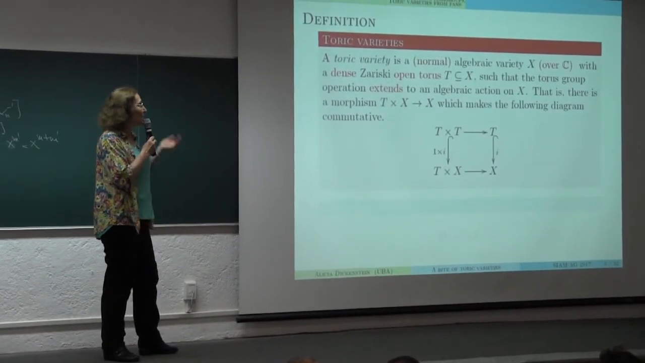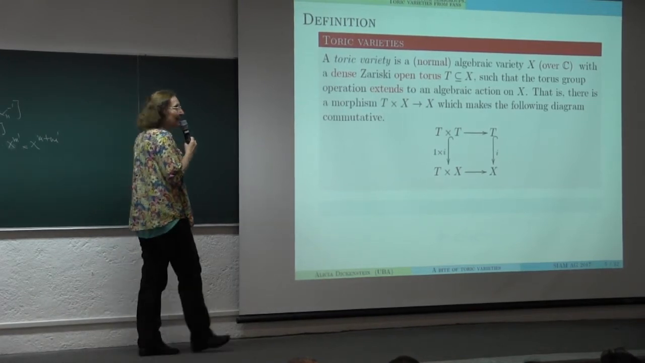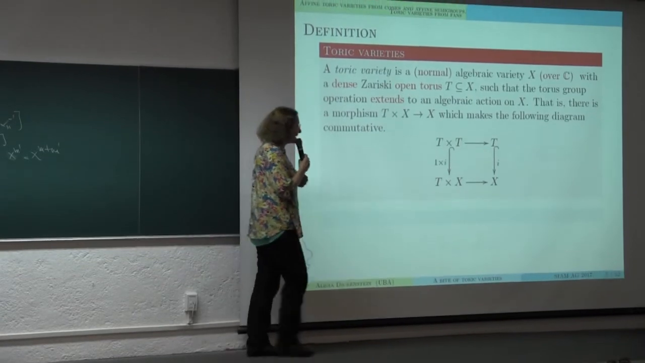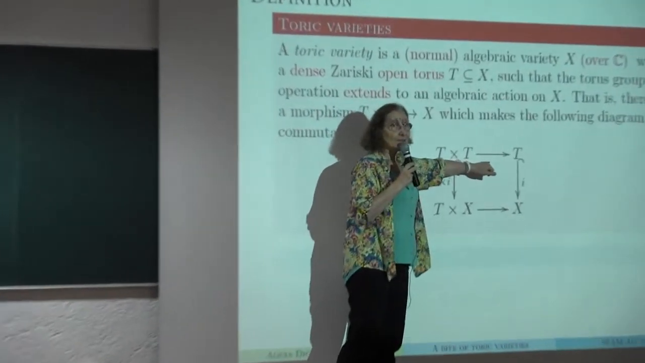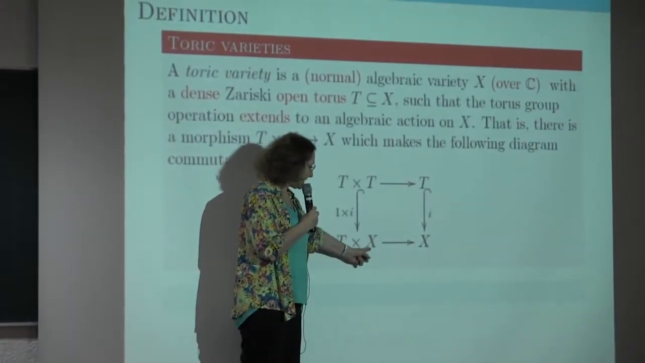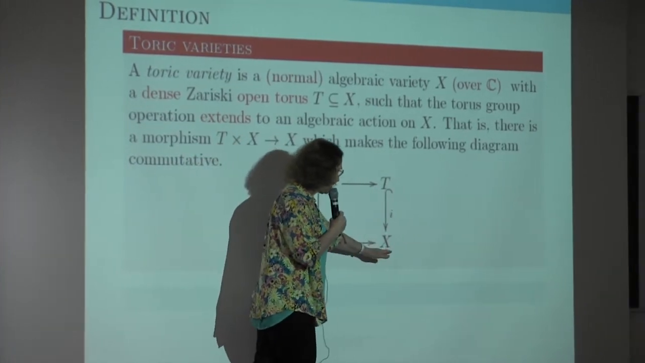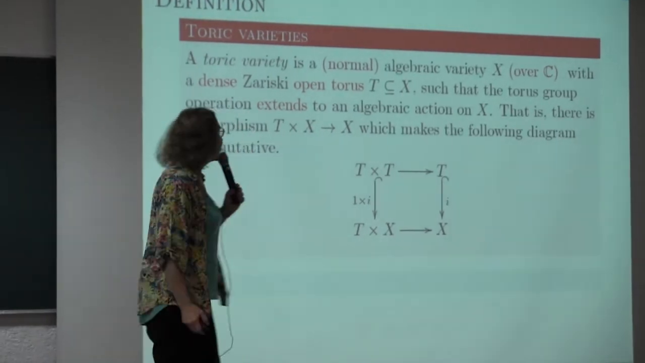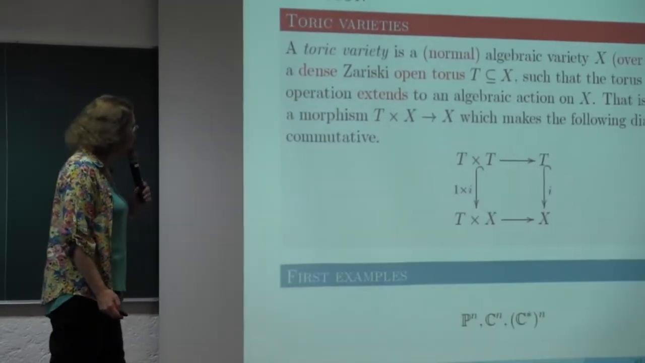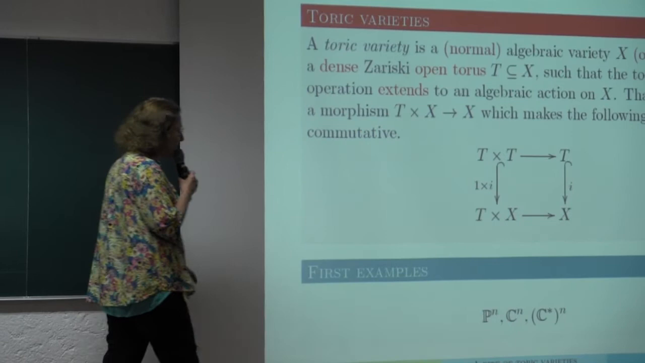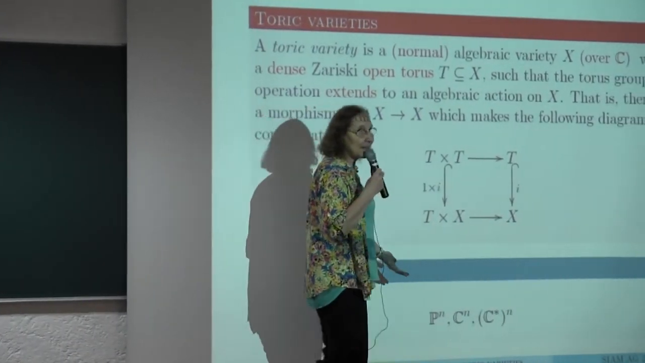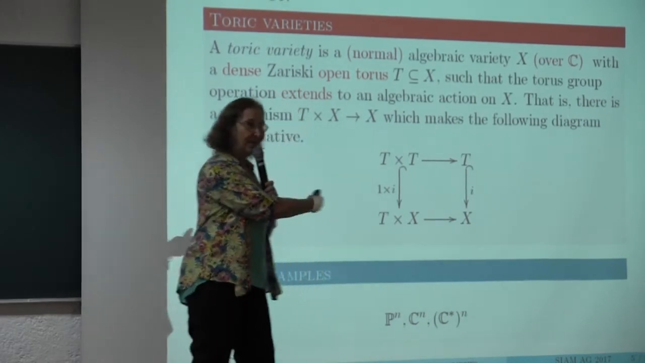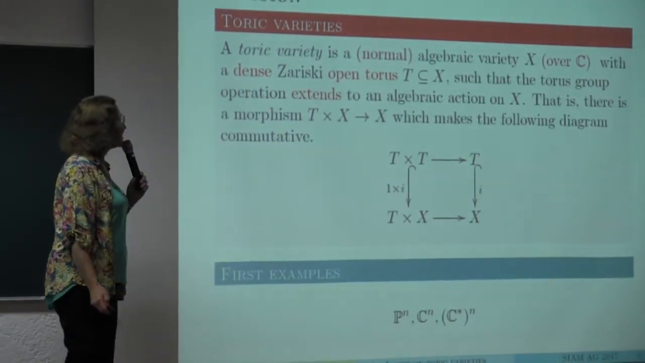We have a normal algebraic variety, and it has a dense Zariski open set, which is a torus. And this torus has its multiplication. And this sits inside T times X, and there is an action of the torus that extends the action of the torus multiplication. So this is the definition. And the first examples that we have, I show you Pn, but with the same operation, we have Cn or C star to the n. So for the moment, we know all these toric varieties.